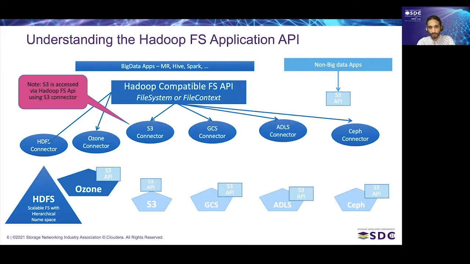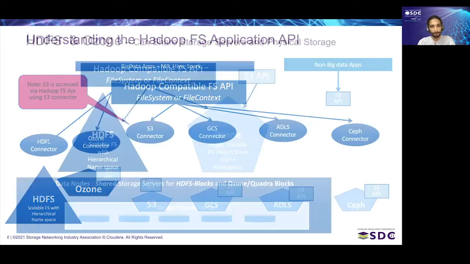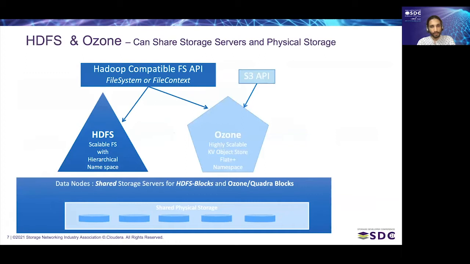Big data applications can access Ozone using Ozone file system, and non-big data applications can access Ozone using the S3 API. Ozone has been designed to coexist with HDFS in a cluster. What that means is Ozone data nodes and HDFS data nodes can share the same physical host and disk. It has been designed to not interfere with HDFS services.